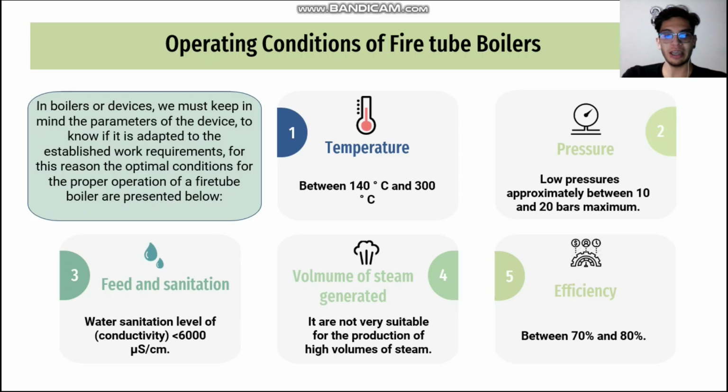Volume of steam generated. Due to their design, fire tube boilers are not very suitable for the production of high volumes of steam. So if you want to handle, for example, 200 tons per hour at 30 bar and 300 Celsius degrees, you should think about adding two or more fire tube boilers to guarantee compliance with these requirements. And efficiency. The working efficiency of a fire tube boiler in optimal condition ranges between 70% and 80%.